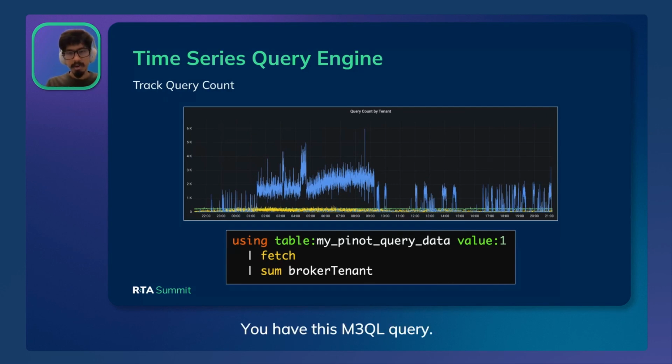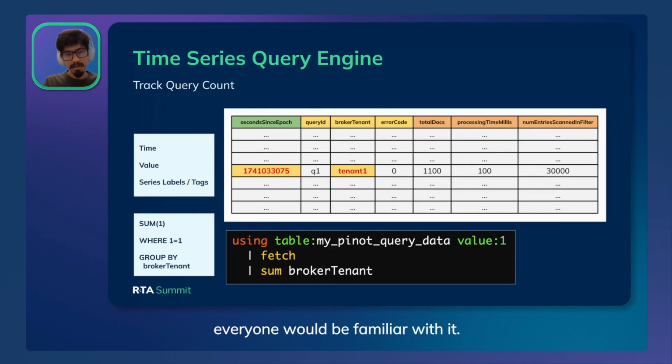You have this M3QL query. The simple query already gets you to a place where you have lines on the graph. The time resolution is auto computed, time filters are auto computed. And I'll also walk you through what the syntax means, because I think not everyone would be familiar with it. What this query is doing is essentially a sum where we don't have any filters, and we're doing a group by on broker tenant. And the table is specified using the table clause, as you can see there.